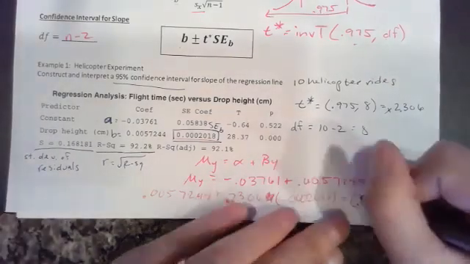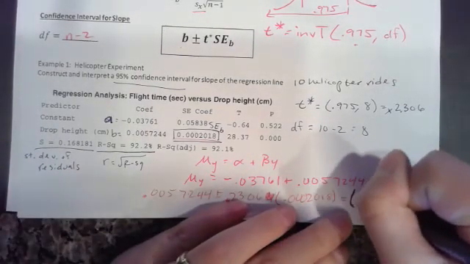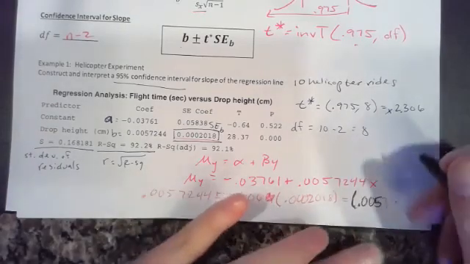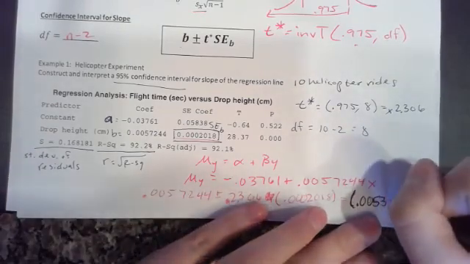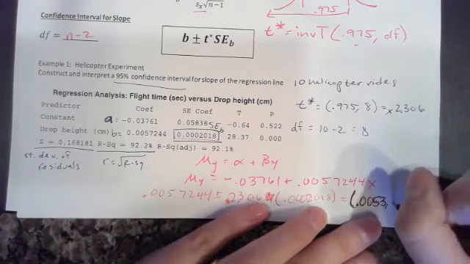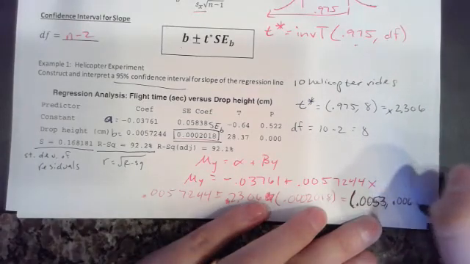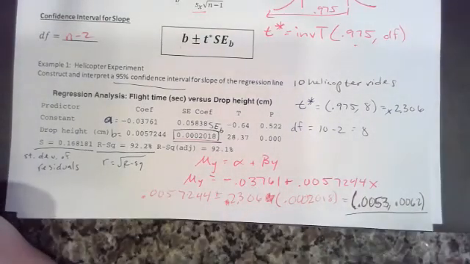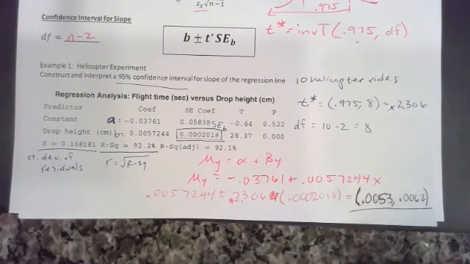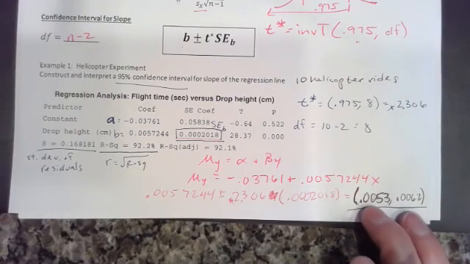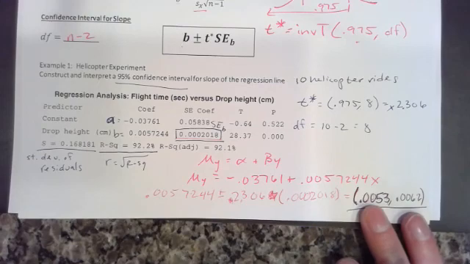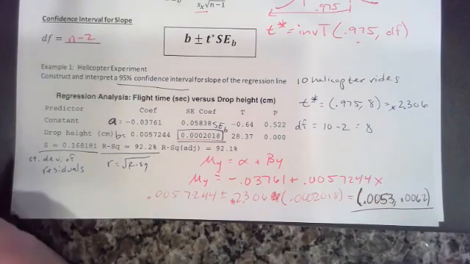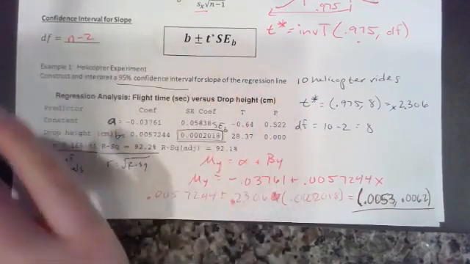All right, so this comes out to be 0.0053, ranging up to 0.0062. And that would be my confidence interval of the slope. So we're 95% confident that the true slope of the population lies between 0.0053 and 0.0062. Okay. In the next video, we will talk about significance testing.